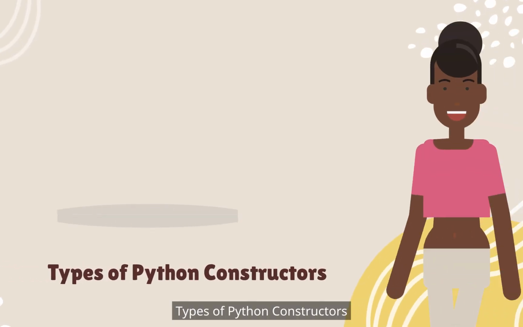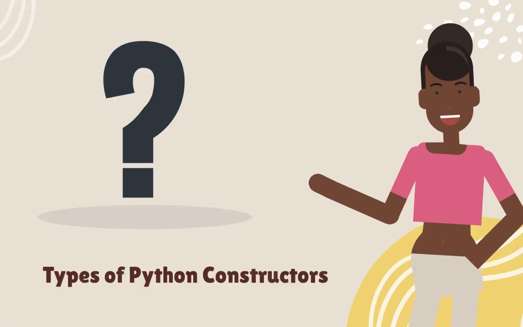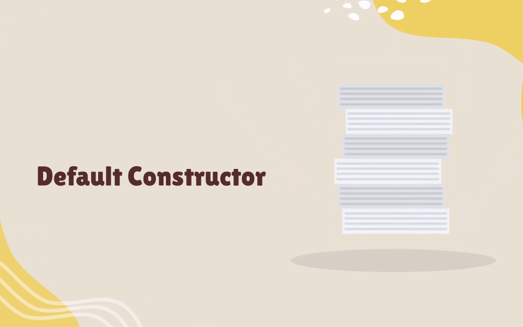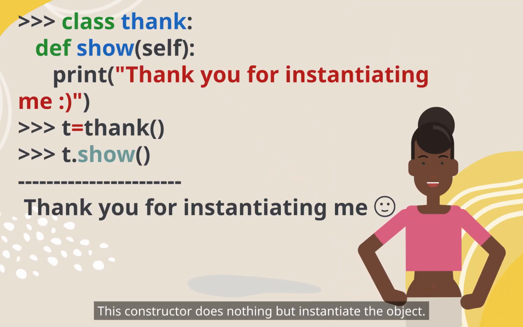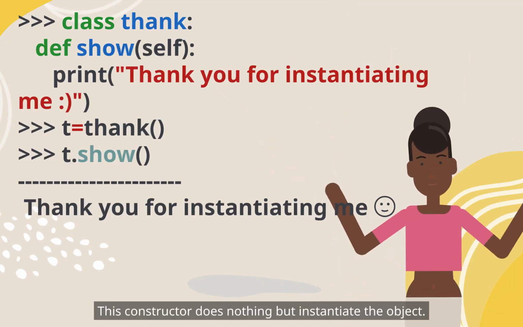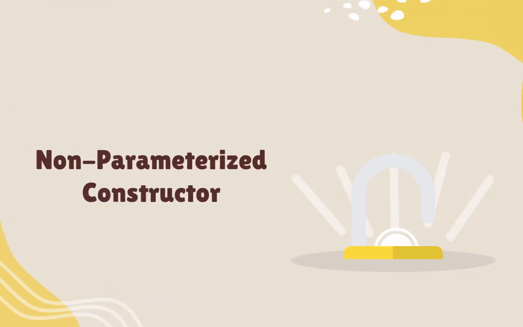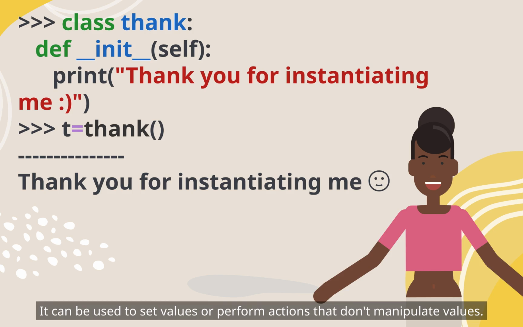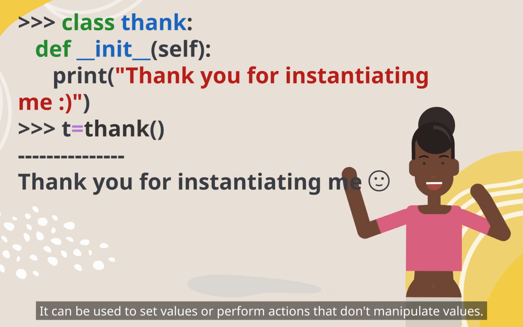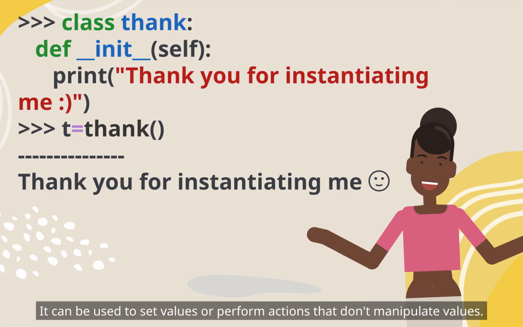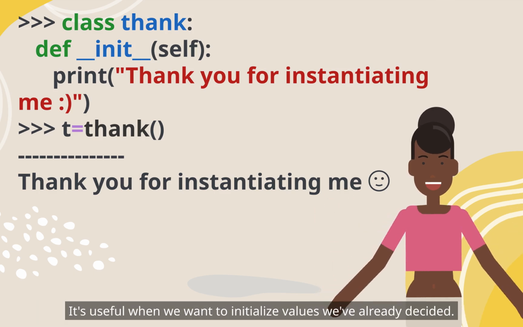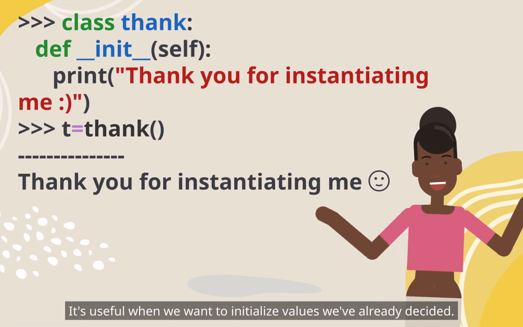Types of Python constructors. This constructor does nothing but instantiate the object. It's an empty constructor without a body. It can be used to set values or perform actions that don't manipulate values. It's useful when we want to initialize values we've already decided.